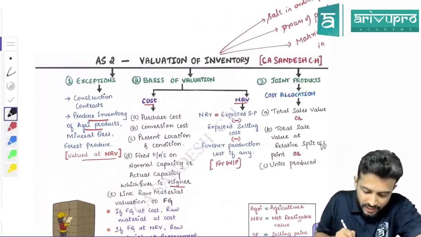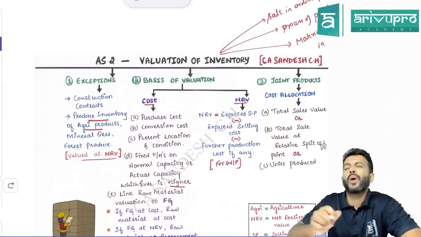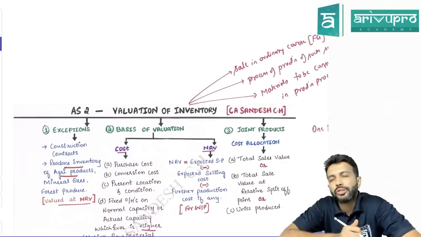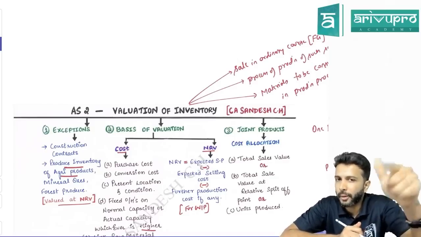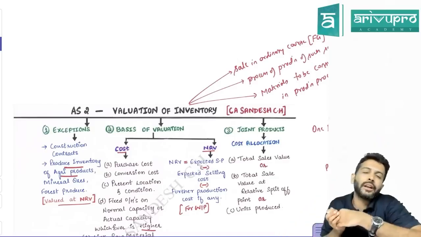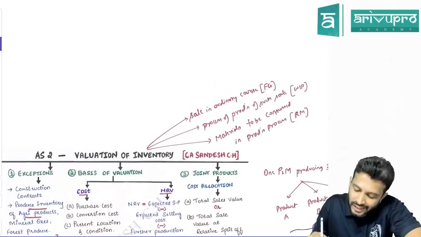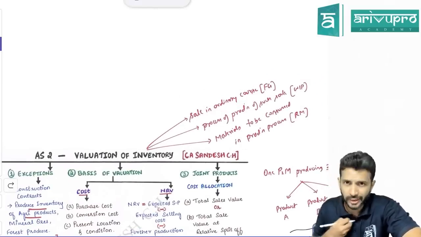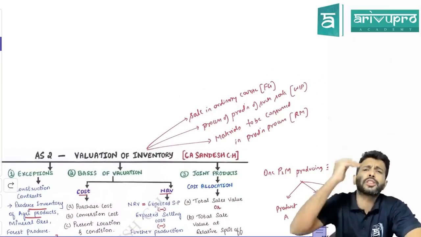Next, we shall be revising accounting standard 2, which talks about valuation of inventory. Sir, there are usually 3 types of inventories. What are those? Raw material, work in progress, finished goods. So basically, inventory is those goods which are held for sale in the ordinary course of business. What do you sell in the ordinary course of business? Raw material do you sell, work in progress you sell, or finished goods?